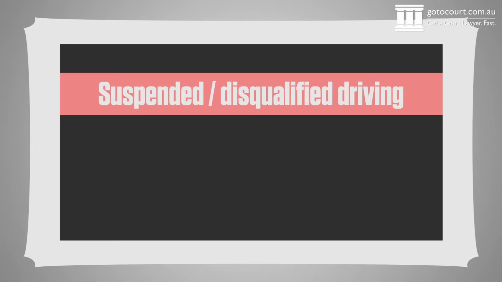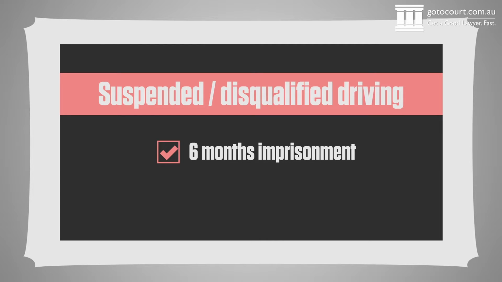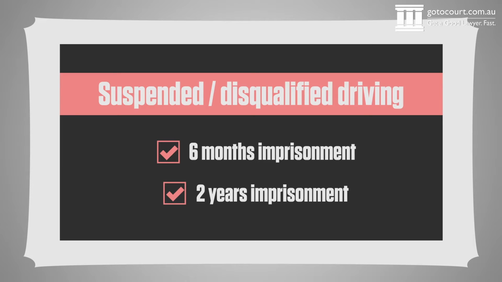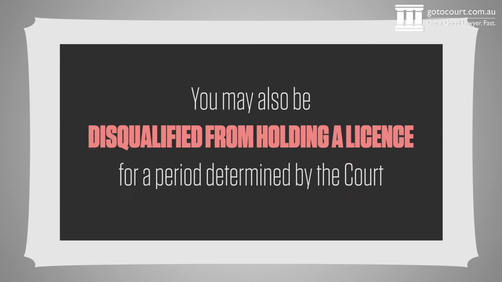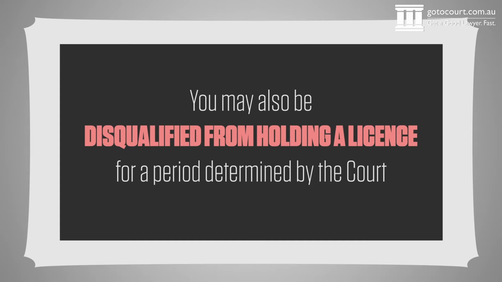If you are driving even though your license has been suspended or you have been disqualified from driving, you may be sentenced to a term of imprisonment of 6 months for a first offence and up to 2 years for any subsequent offence. In addition, for all of these unlicensed driving offences, you may also be disqualified from holding a licence for any period the court thinks is appropriate.